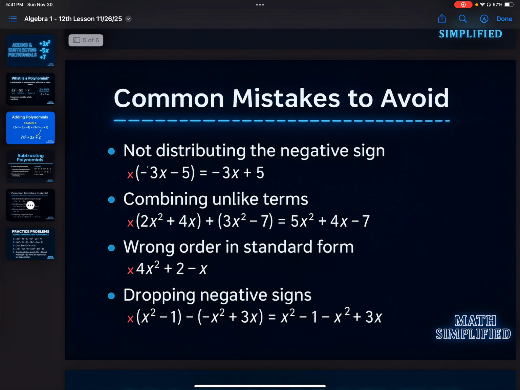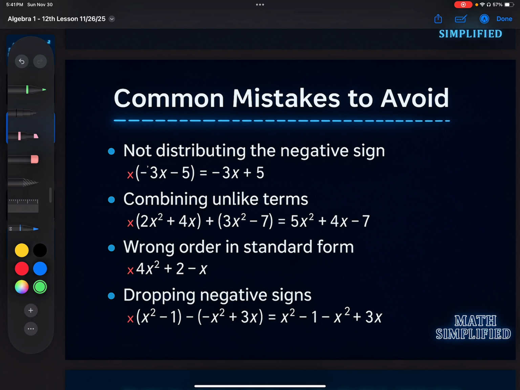All right, so here common mistakes to avoid. Not distributing the negative sign, that's very important. And combining unlike terms, we always gotta combine, for example, this one and this one. We cannot combine 2x squared and negative 7. That's impossible. So then afterwards, wrong order in standard form, like you gotta make sure the order is correct, okay?